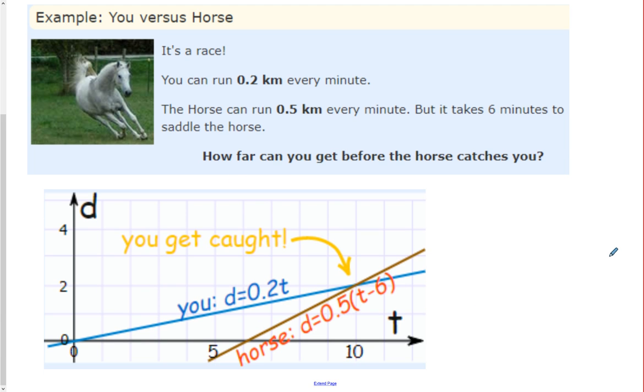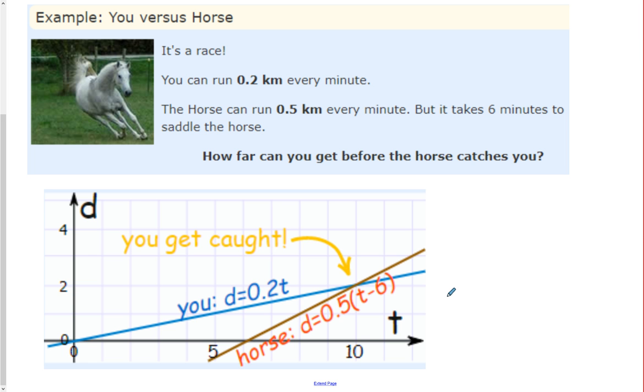So here's our graph, right? You are the blue line. Your distance is 0.2 kilometers times t for the number of minutes. And that graph makes a blue line. You start at 0, 0, and you just keep going along, but it's not a very steep line. The horse doesn't start until 6 minutes have already passed on our graph, but it's a steeper line, so it's going to cover that ground faster. So on that brown line, we can see the horse's distance.